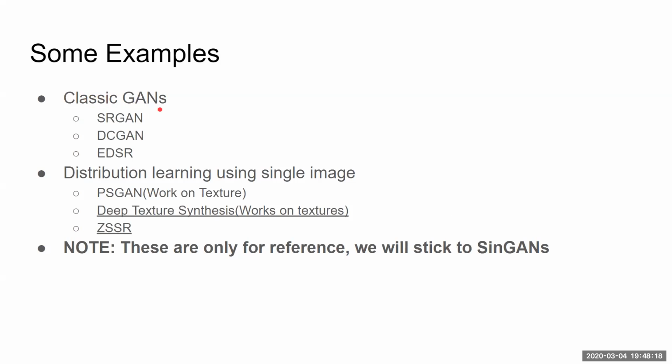Some examples of classic GANs are SRGAN, DCGAN, EDSR, and some examples of learning from single images are PSGAN. This is basically the GAN architecture, and the other two are not basically GAN architecture, but they try to work on single images only. Okay, and one more thing. I think EDSR is not a GAN. It was put there by mistake. It's just a method that learns from multiple images to generate super resolution images. So that was a mistake, just to let you know.